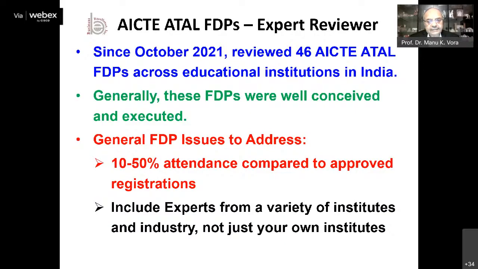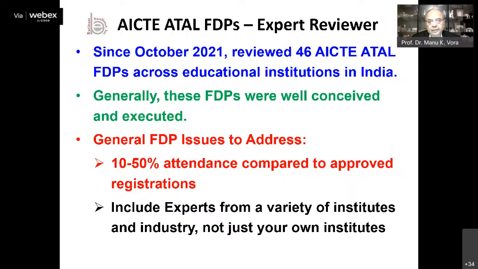Now, AICTE started doing observation by appointing expert peer reviewers, and initially there were about 7 people. Right now, only 5 are left, 4 from India, and I'm the one from outside of India. We reviewed 46 Atal FDPs across educational institutes. Generally, most of the FDPs are well conceived and executed. The attendance issue is very serious, 10 to 50%.